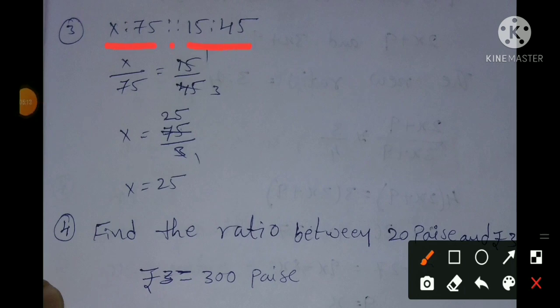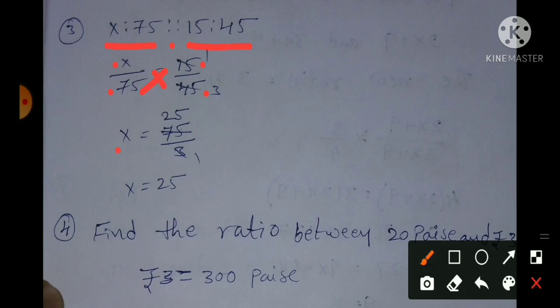Next we have 5 is to 7 is in proportion with 15 is to 45. Then I am writing 5 is to 7 is nothing but x by 75 equal to 15 by 45. 15 ones are 15, threes get cancelled. Next, just cross multiply this one. 75 will be on the right side, x equal to 75 by 3, that is 25.